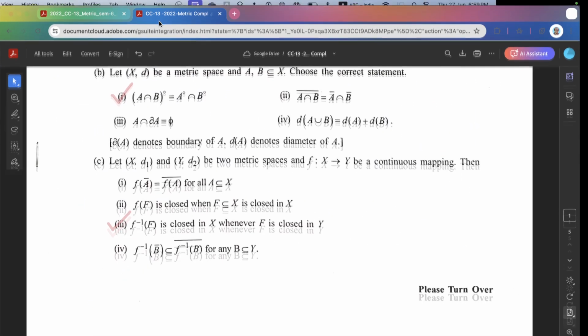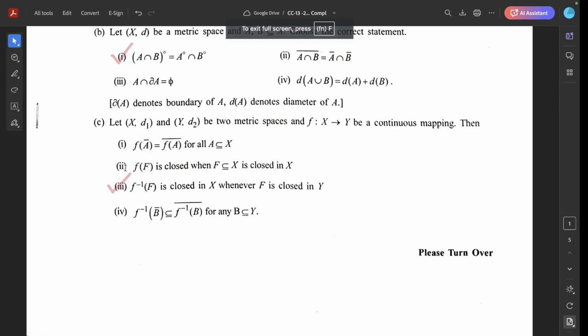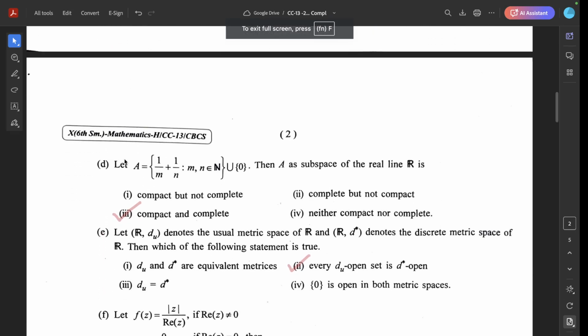Next question 1d. Let A be the set of all those 1/m + 1/n such that m, n belong to the set of all natural numbers N, union the singleton set {0}. Then A as a subspace of the real line R is, correct option is 3, compact and complete.